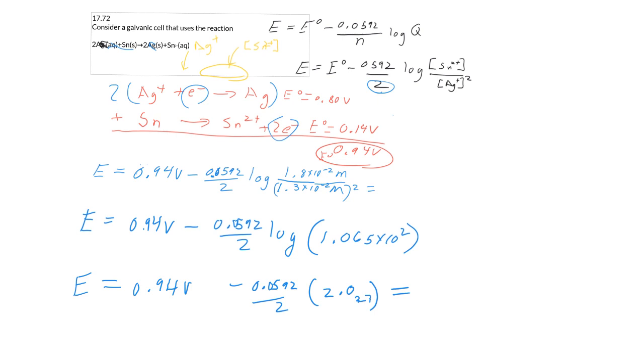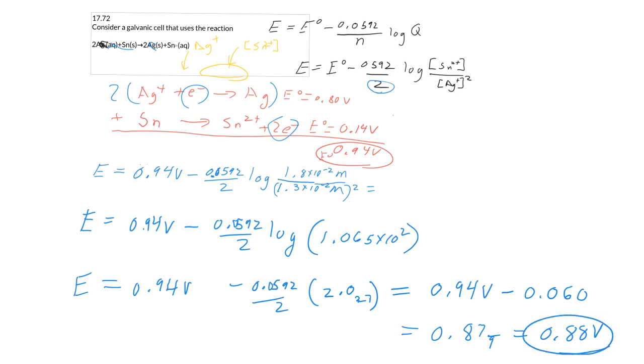Well, holy moly. Well, okay, good deal. I think 0.94 volts minus what is now 0.060, which gives you 0.879 repeating, or 0.88 volts for your final answer. That's it.